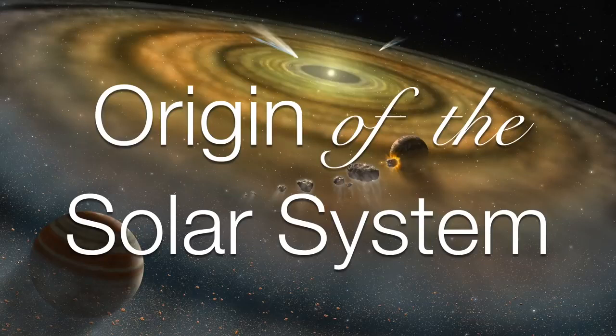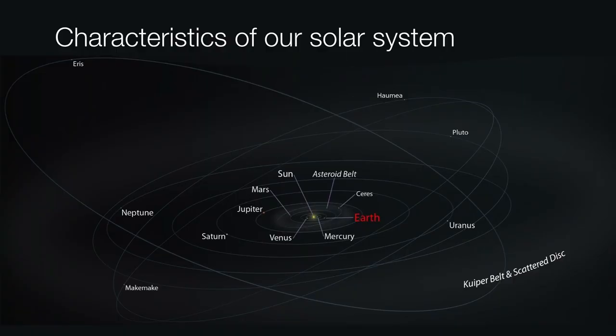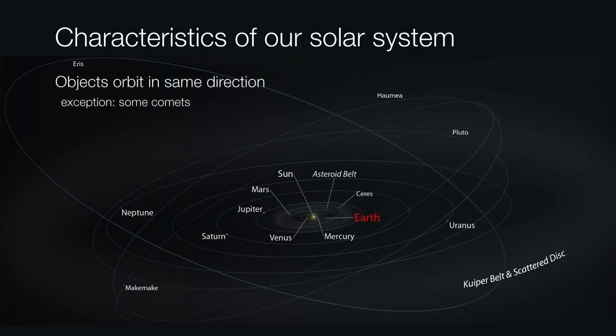Now that we have some idea of how star systems form, we can turn our attention to the formation of our own solar system. When we look around our solar system, we've got to remember there are a few characteristics that we want to keep in mind. For starters, everything orbits the sun in the same direction. That is, if we were looking at the solar system from overhead, everything would appear to be orbiting the sun in a counterclockwise rotation.